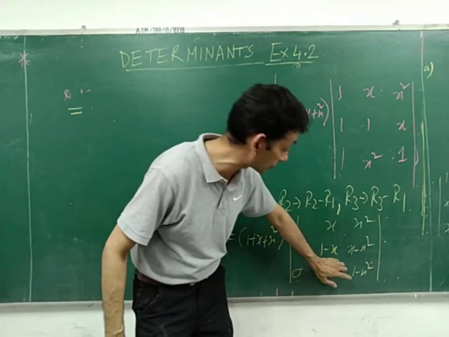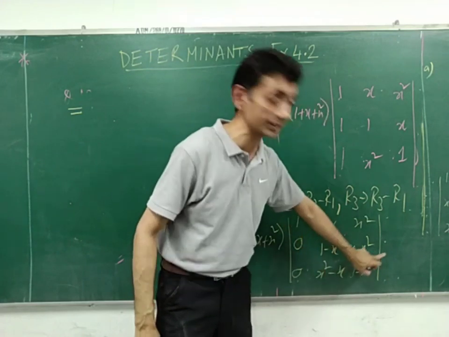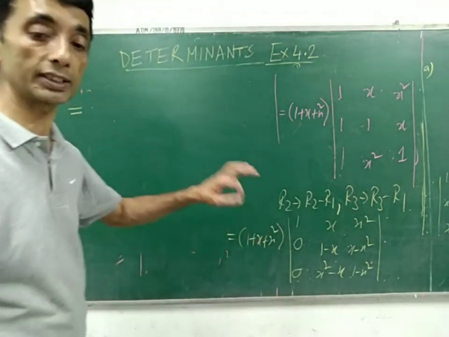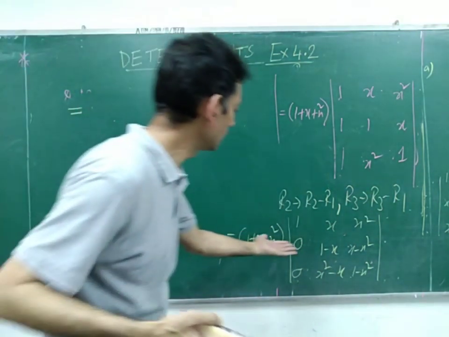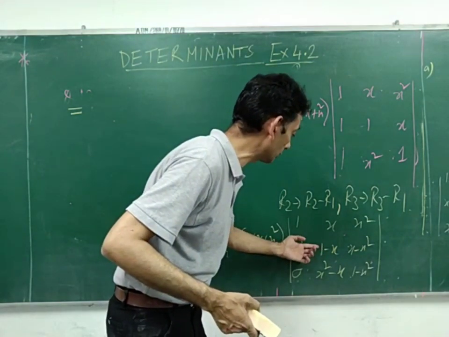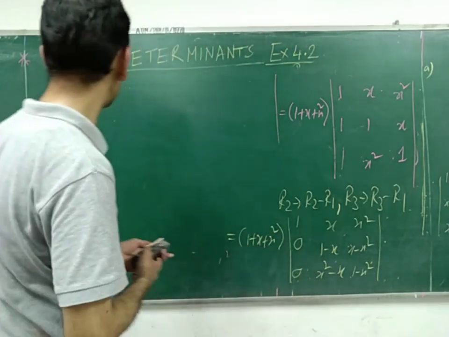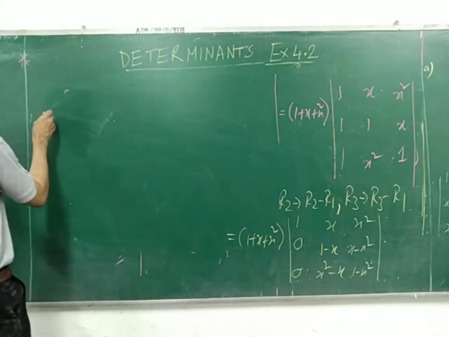It will be x minus 1. And here if you factorize 1 minus x squared, what will be left out? 1 plus x, 1 minus x. So naturally, you can take 1 minus x out from the second row as well as from the third row. Okay. So what is the next step?